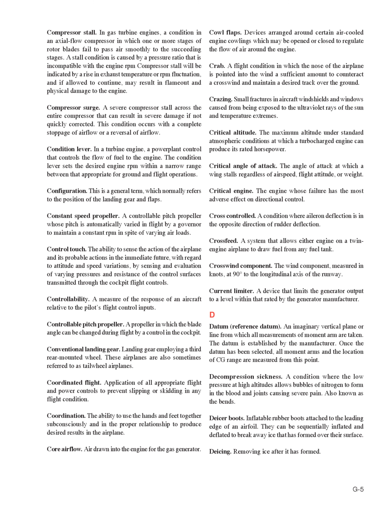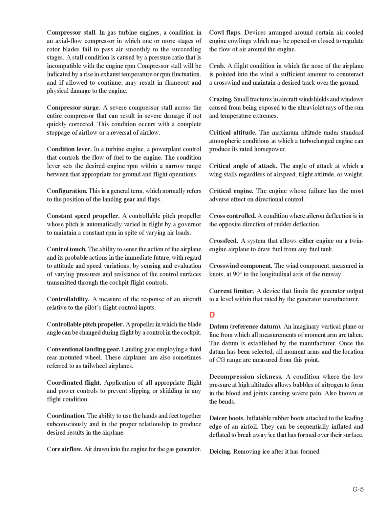Controllability. A measure of the response of an aircraft relative to the pilot's flight control inputs. Controllable pitch propeller. A propeller in which the blade angle can be changed during flight by a control in the cockpit. Conventional landing gear. Landing gear employing a third rear-mounted wheel. These airplanes are also sometimes referred to as tailwheel airplanes. Crossfeed. A system that allows either engine on a twin-engine airplane to draw fuel from any fuel tank. Crosswind component. The wind component, measured in knots, at 90 degrees to the longitudinal axis of the runway.